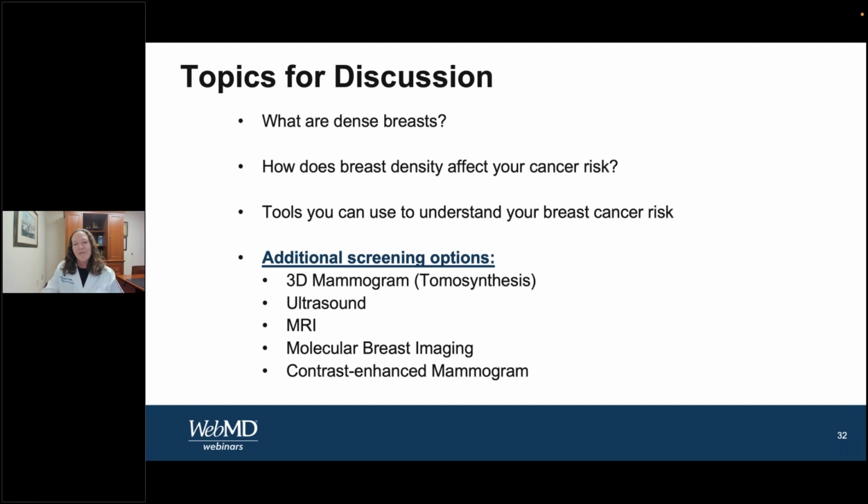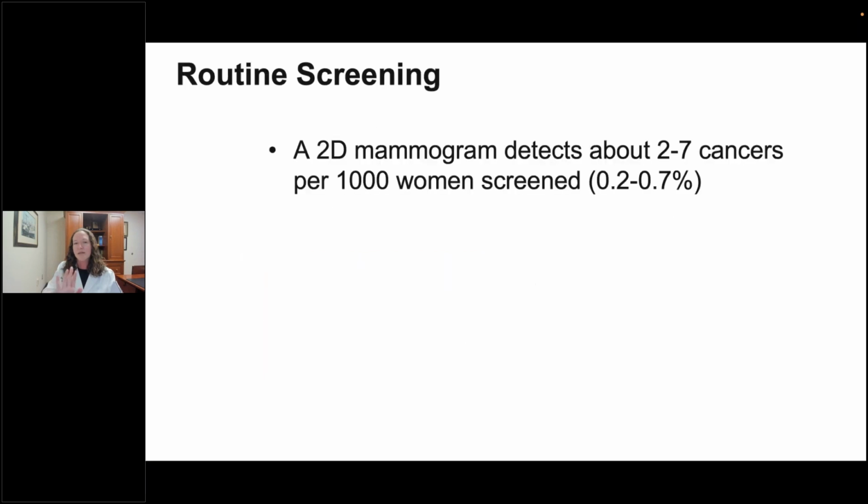So that was a summary of the tools you can use to understand your breast cancer risk. Now I'm going to move into talking about additional screening options that you might consider depending on your risk level and your breast density.